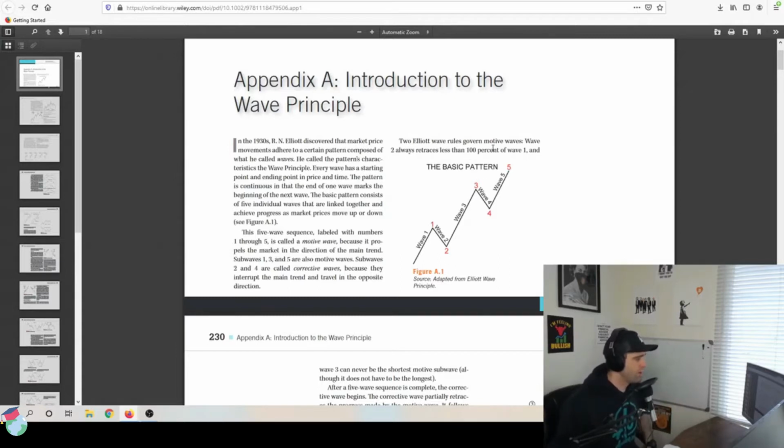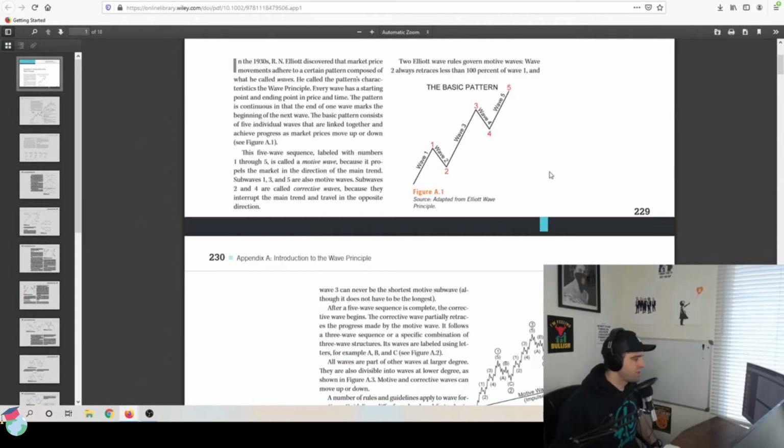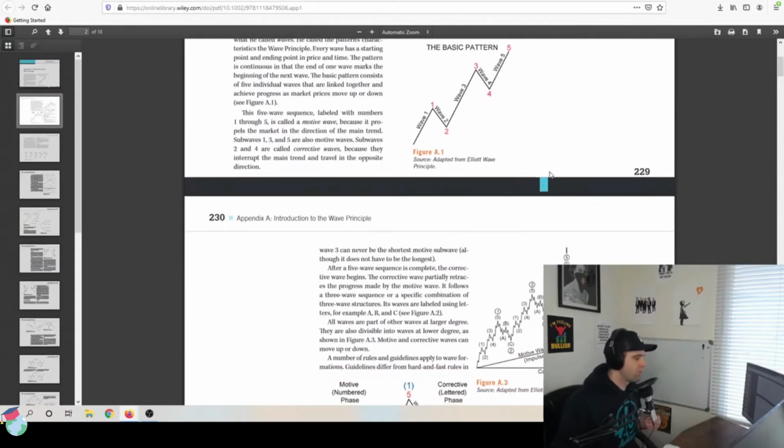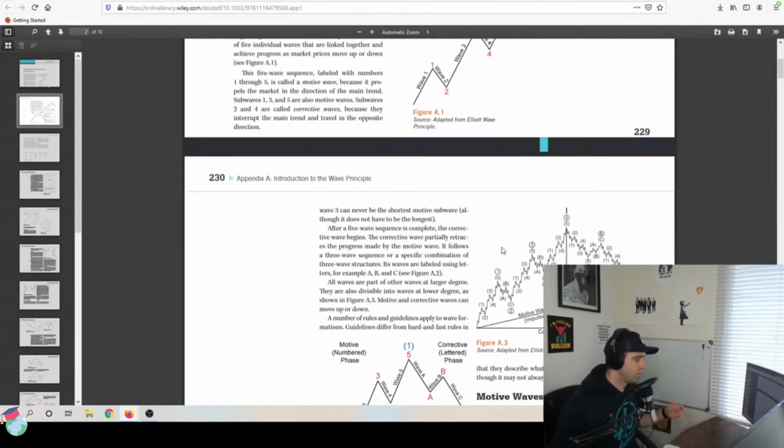So 2 Elliott Wave rules govern motive wave. Wave 2 always retraces less than 100% of wave 1, and wave 3 can never be the shortest motive wave, although it does not have to be the longest. I say this a lot on my channel as well: wave 3 is often the longest but never the shortest. It's just a good rule to dig into your head.